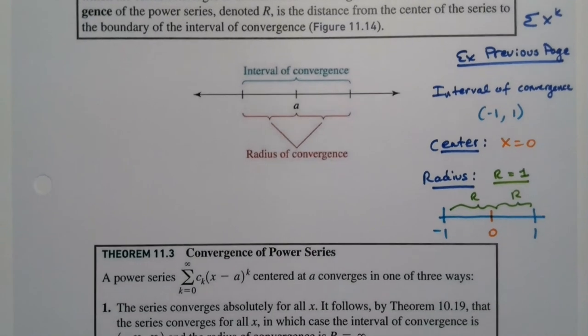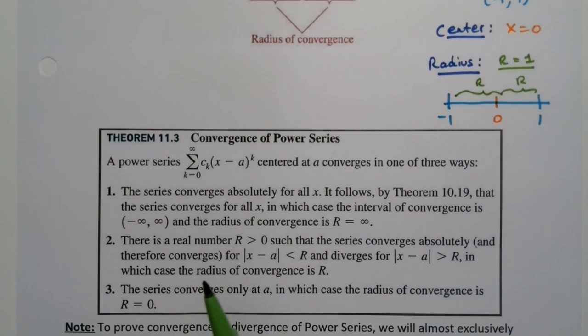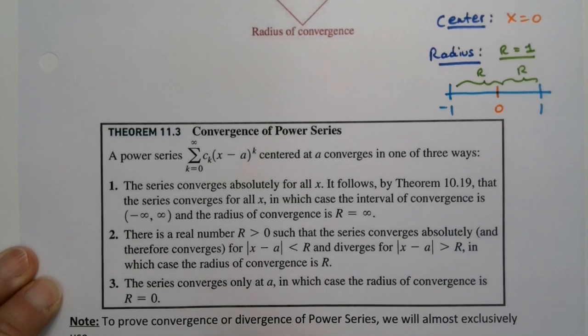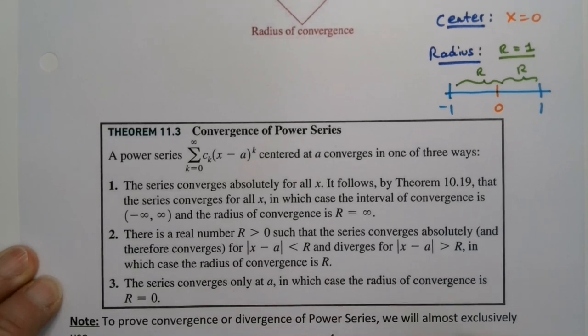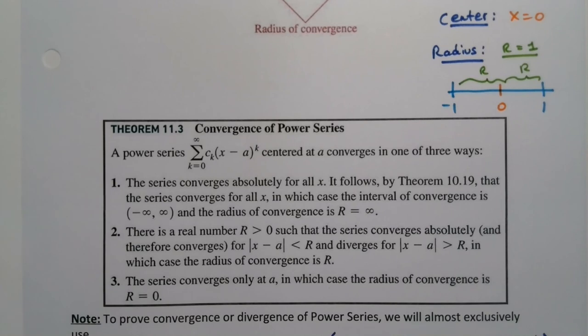Now, how are we going to find these? How do we find the convergence of a power series? Well, we're going to find them almost exclusively with the ratio test and occasionally the root test. Ratio test is the big one, sometimes the root test. That's how we're going to find these. And what are our options? Well, there's a few options.